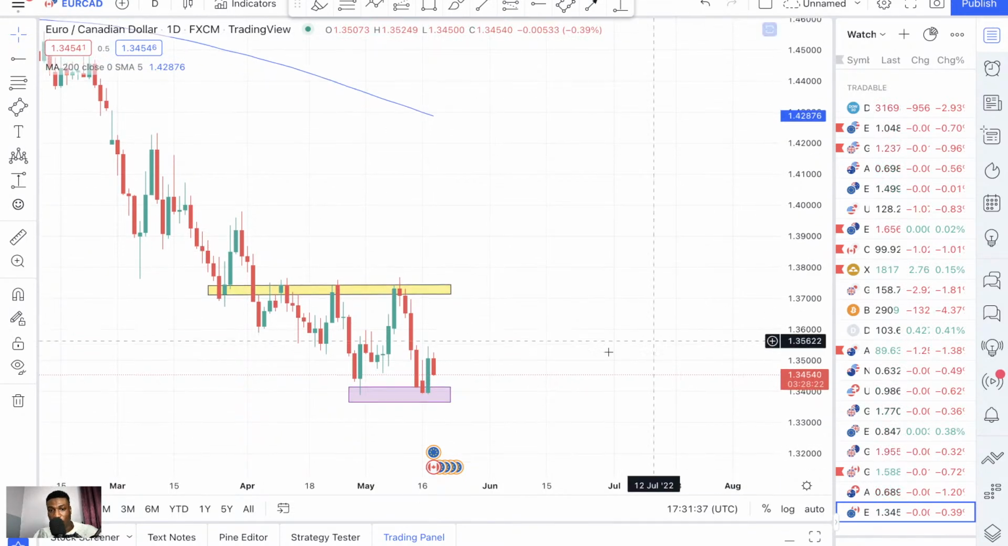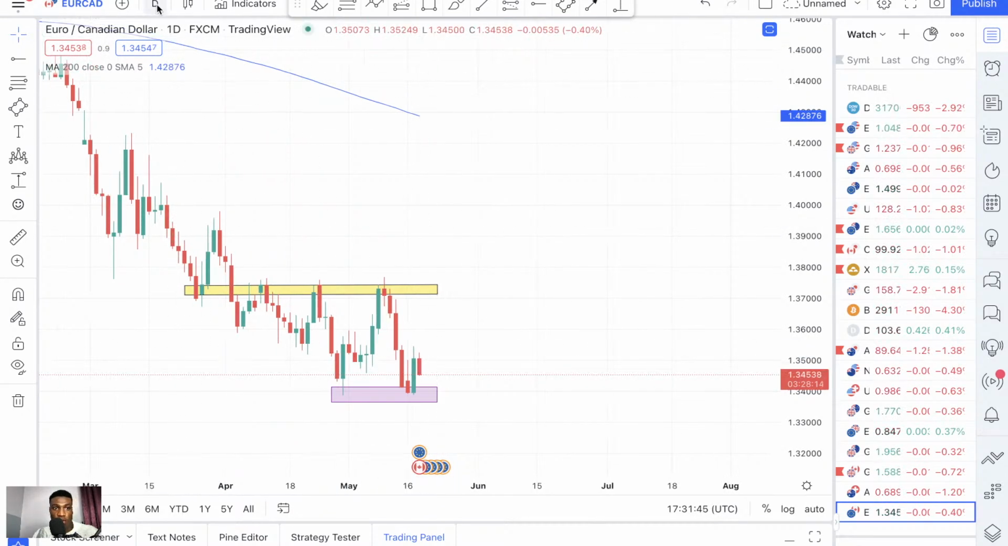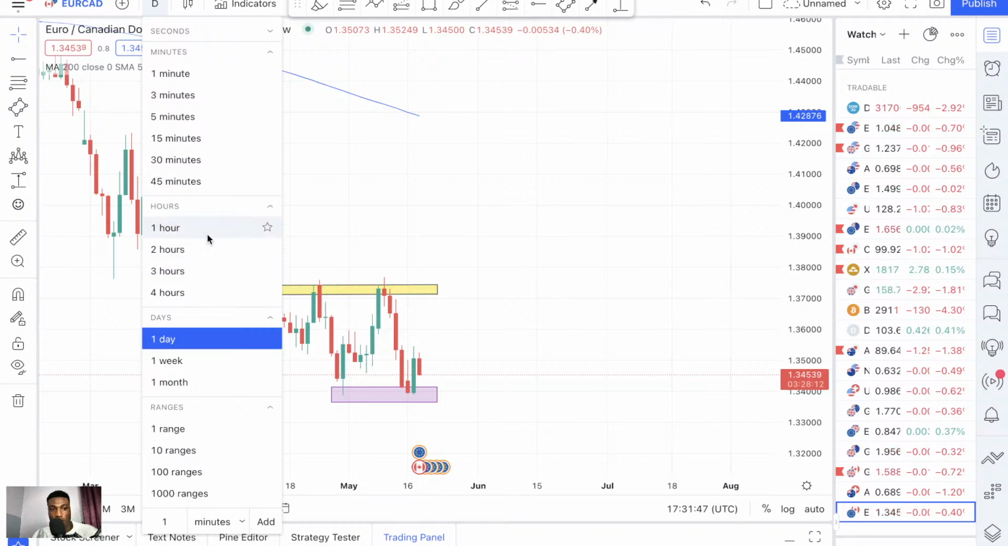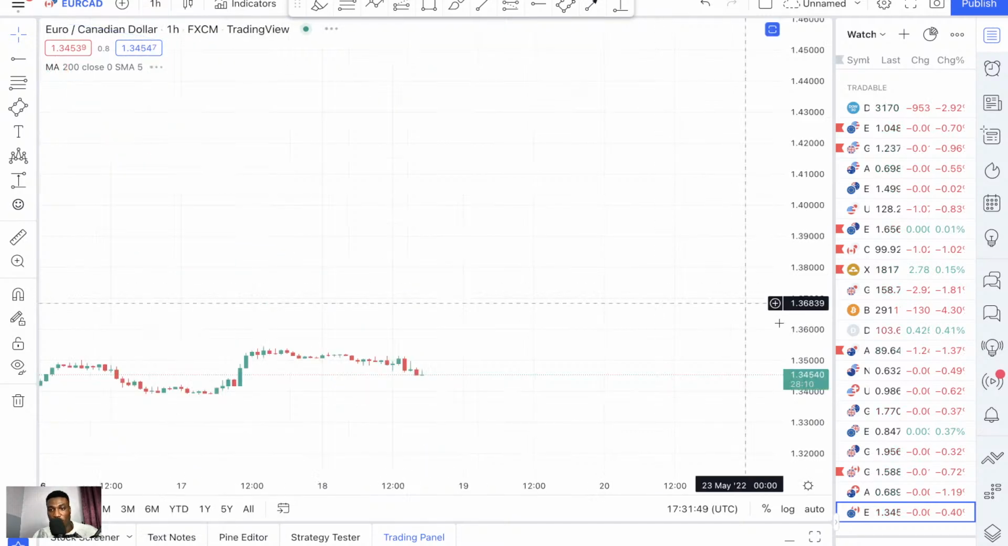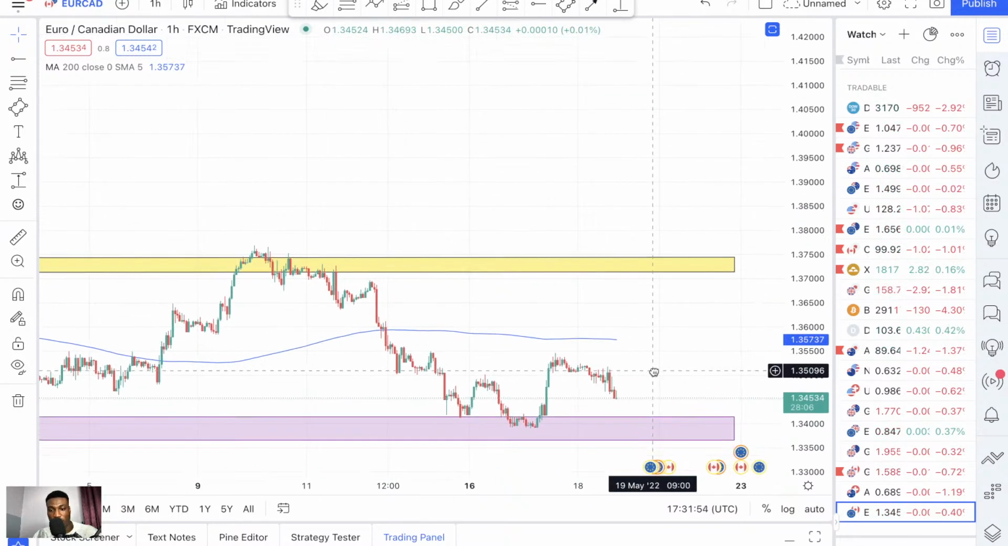Now, there was no sustained bullish pressure, right? We see the pullback, but there was no sustained bullish pressure. And I'm just going to go to the lower time frames to see possible chances that Euro CAD could go back down.